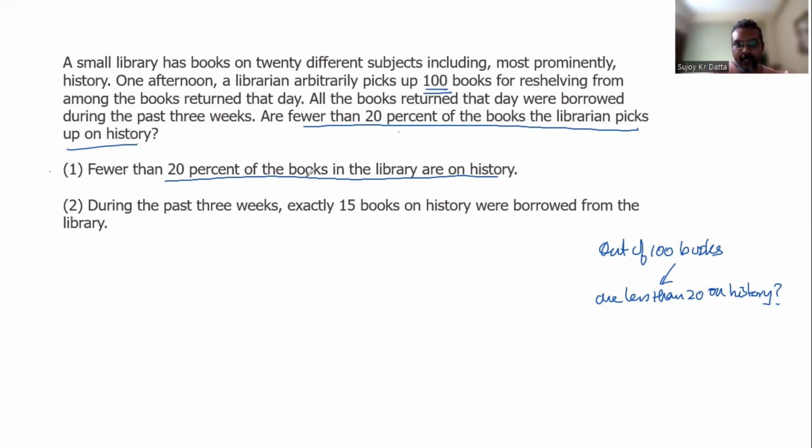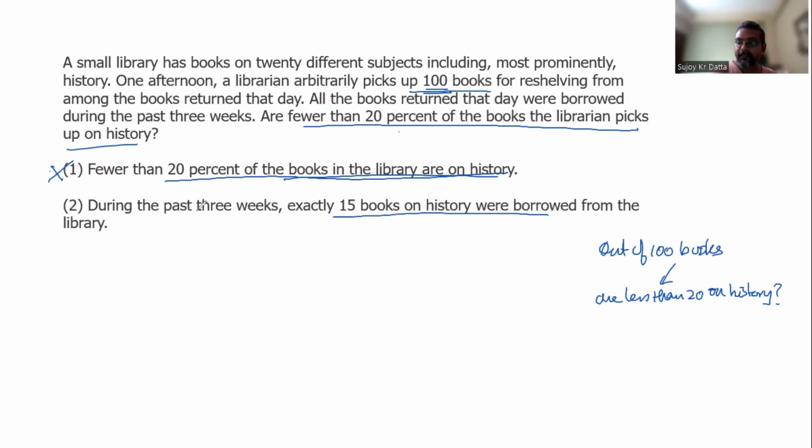So out of the 100 books, there is only one such book on history. That means how many books are in the library as a whole has nothing to do with how many books on history are there in those 100. So this has no connection to what the question is saying. This is an irrelevant statement, so even combining would not have helped. If statement 1 fails to answer the question, then the answer is going to be B or E. Now, if you look at statement 2, it says only 15 books were borrowed.